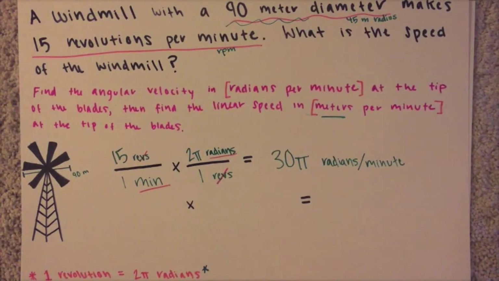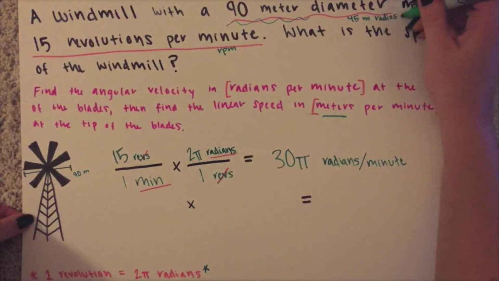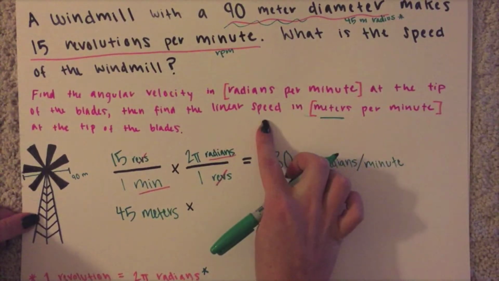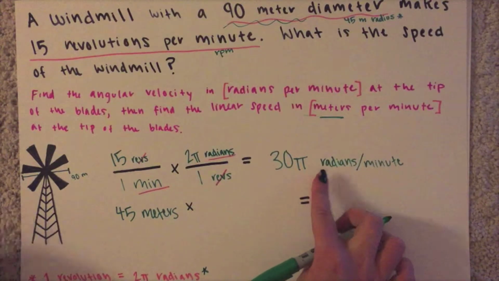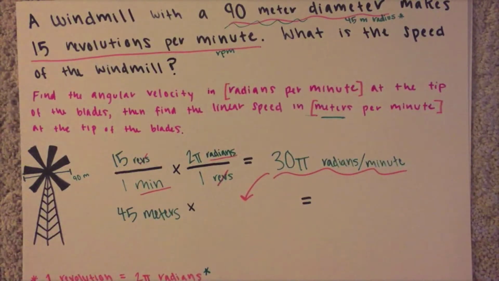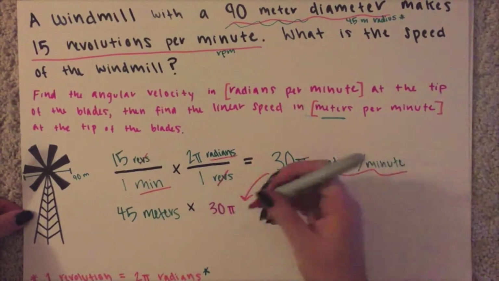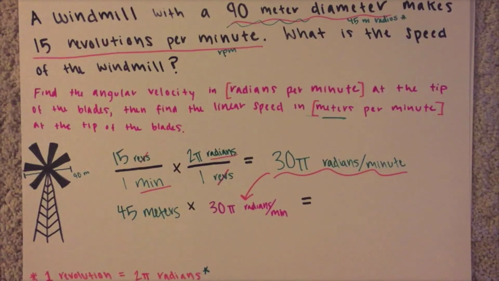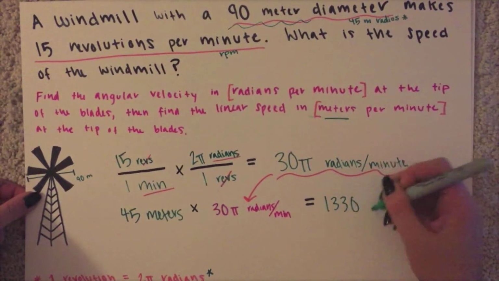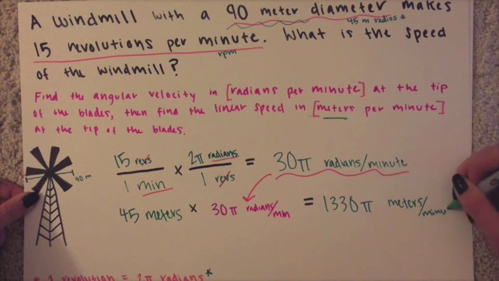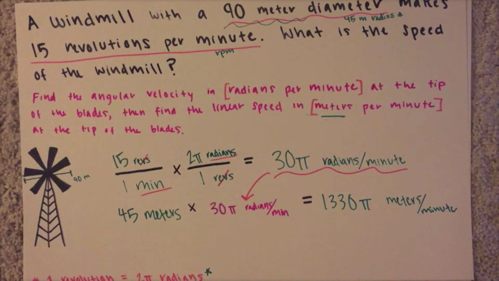So now to find the linear speed, we can see that it is actually asking for a measurement in meters. So we are going to take the 45-meter radius, and as we know, to find linear speed, you can use angular velocity. So we are going to take the angular velocity, which is 30 pi, and multiply that by our radius to find the linear speed. So 45 meters times 30 pi will give you 1,350 pi meters per minute. And that is how you find the angular velocity and linear speed in a simple word problem.